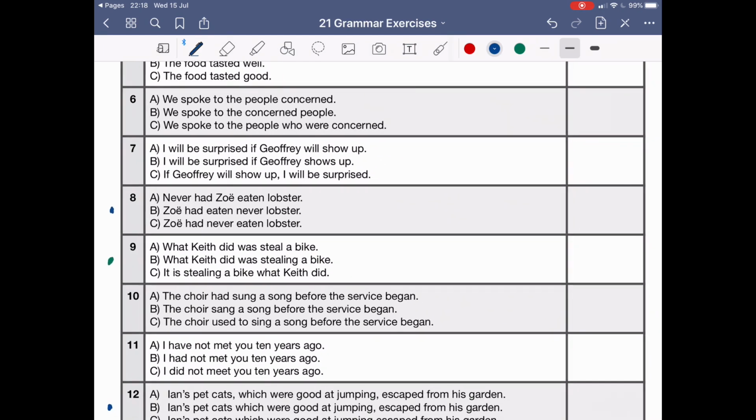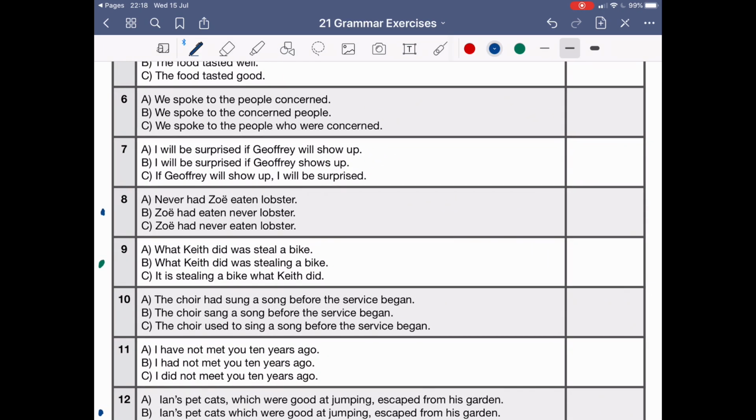8. This is connected to today. So, never had Zoe eaten lobster? Yes, because this is inversion. After never. Zoe had eaten never. That makes no sense. And Zoe had never eaten lobster. That's okay. So I won't see this. I'll only see what's in the box on the right. So A, C. That's your answer. If you write AC here, I won't see it. Okay?